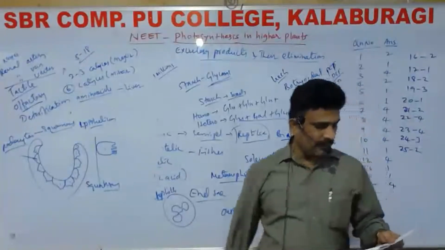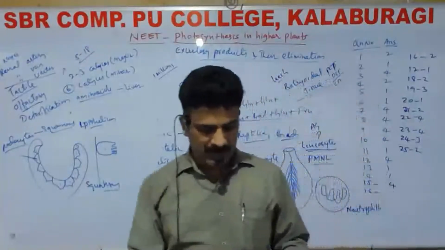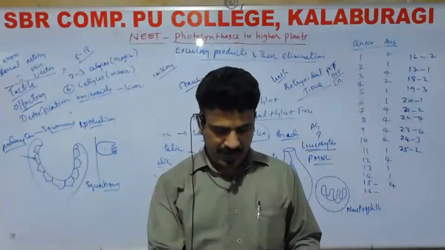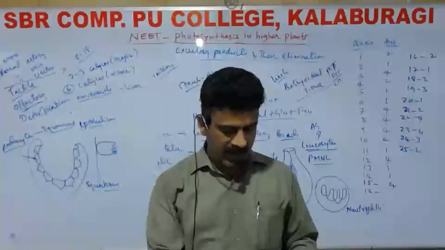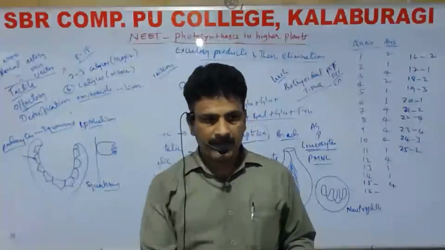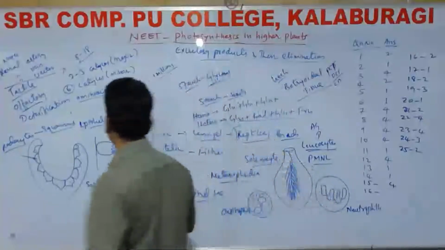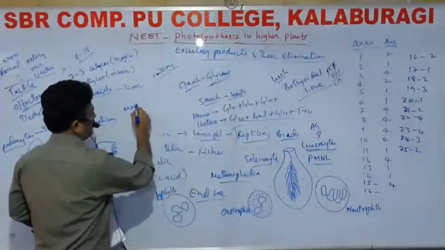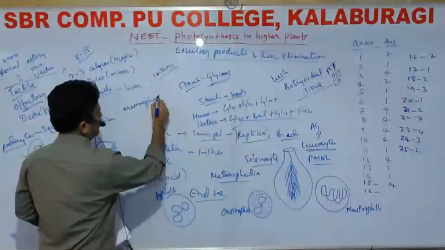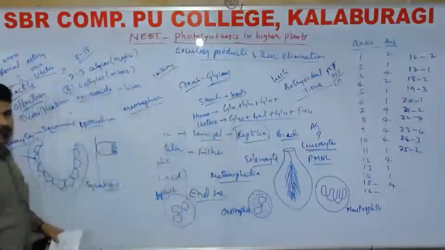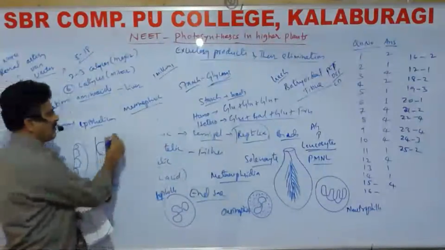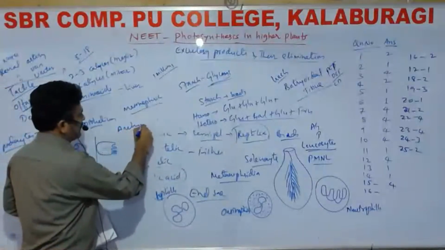Next, the loop of Henle is found in those animals which exhibit hypertonic urine. Which one of the following does not have a loop of Henle? Frog. Why? Because the frog has a mesonephric kidney. The types of kidney are: first one is archinephric kidney.